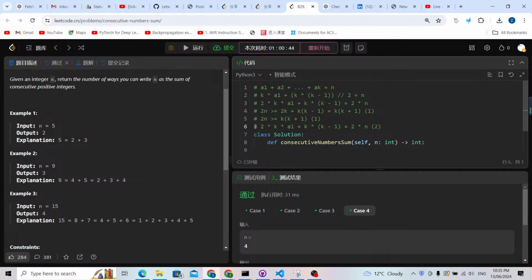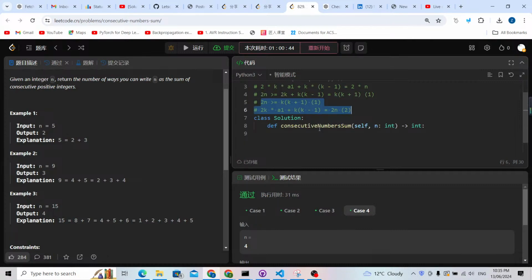Yeah, because if we use a more than and an equal, we cannot solve the problem. Because the problem is that we have to let it equal. So this is what we get. So this means 2 times k times a1. Let me make it closer. So it means 2k times a1 plus k times k minus 1 should equal to 2n. Yeah. So this is our second formula. Basically, we're gonna use those two formulas to solve the problem.